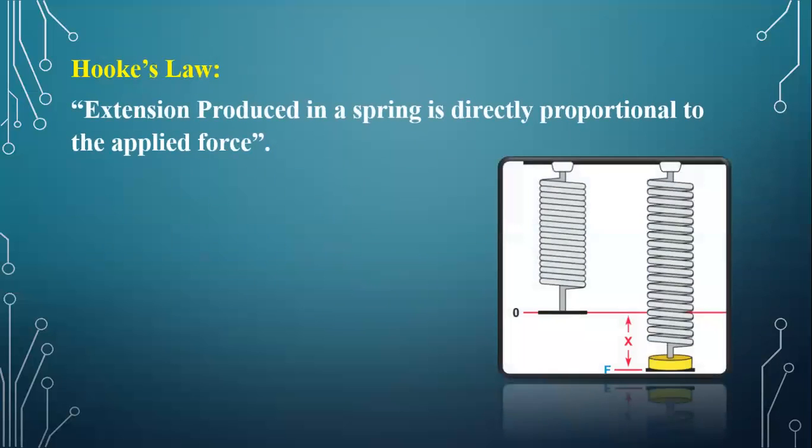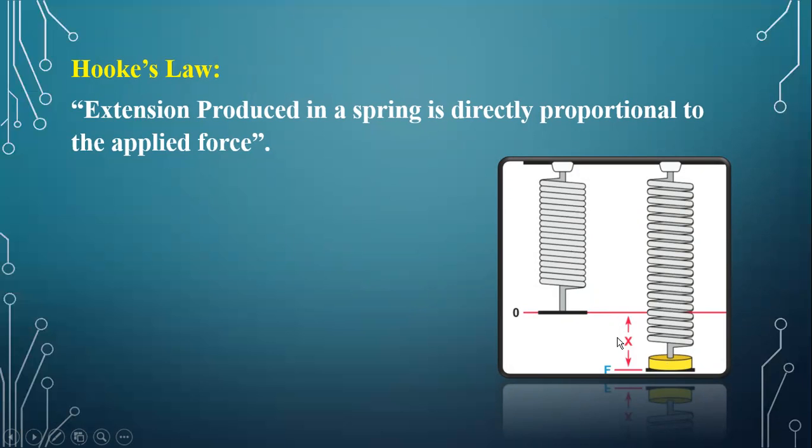So let us suppose there is a spring in its equilibrium position, and here O or 0 is its equilibrium position. And when we add some load to the bottom of the spring, that is, apply some force, extension will be produced in this spring. So this extension produced is represented by X. Here X is the extension produced in the spring.